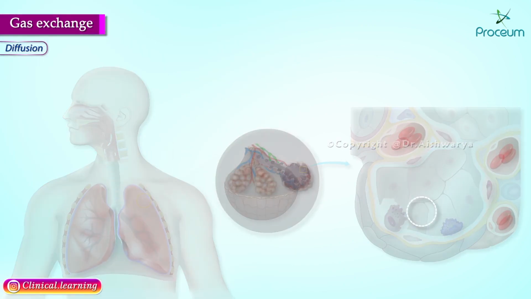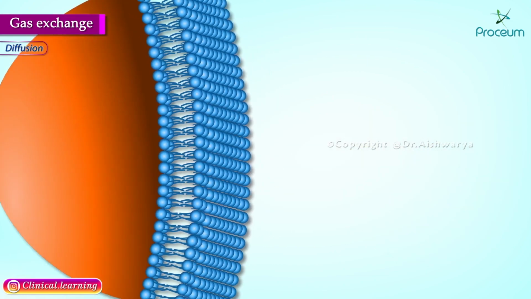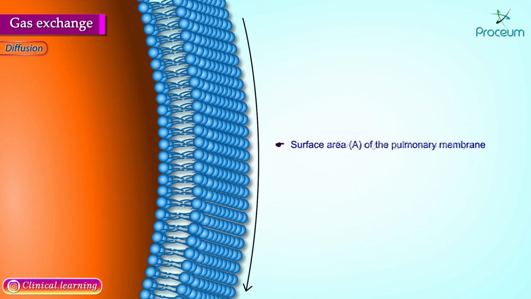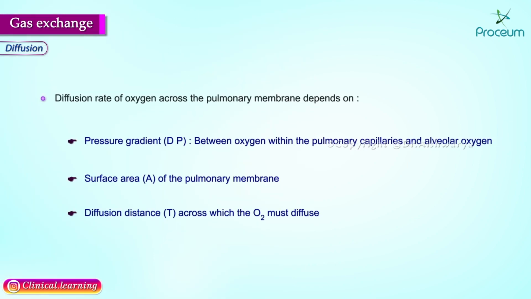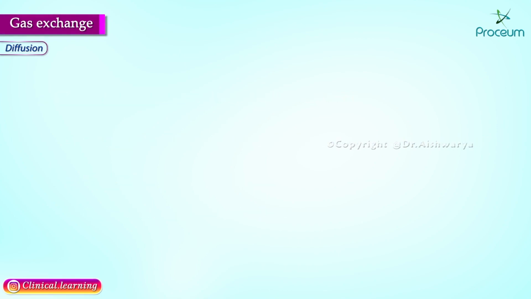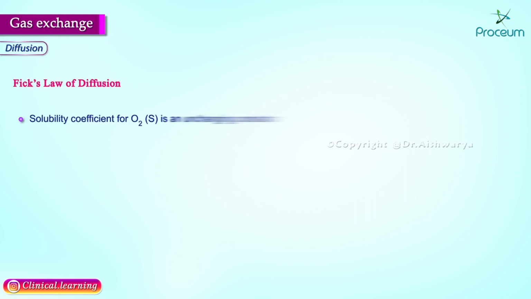And the second one over here is the surface area across the pulmonary membrane, or the pulmonary capillary membrane, which is the second deciding factor. The third one is the diffusion distance, which can be denoted as T, across which the oxygen must diffuse through this membrane. So all three important factors are responsible for the diffusion of the gases. These variables are expressed in Fick's law of diffusion, where the solubility coefficient for oxygen, that is S, is an unchanging constant.